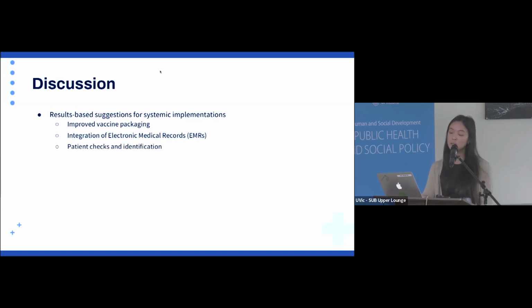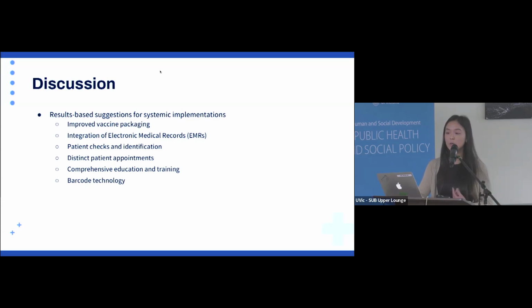We have patient checks and identification, just ensuring that we have the correct patient before administering the vaccine. The next we have is distinct patient appointments. This one is aiming to ensure that we don't give the wrong vaccine to the wrong patients when siblings are involved. Comprehensive education and training for immunization providers. And lastly, we have barcode technology. Now, this was a very specific strategy that my supervisor was really interested in, so we really delved into that.